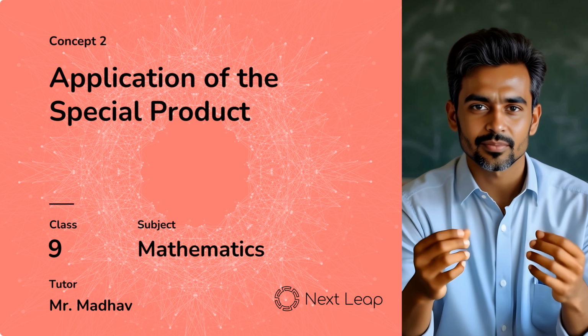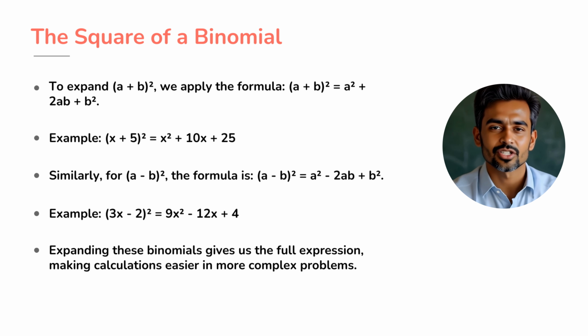Let's go! Have you ever come across expressions like a plus b whole squared and wondered why they always expand the same way? That's the beauty of algebraic identities. So let's dive into the square of a binomial. To expand a plus b whole squared, we apply the identity a plus b whole squared equals a squared plus 2ab plus b squared. This means you square the first term, then add twice the product of the two terms, and finally add the square of the second term.